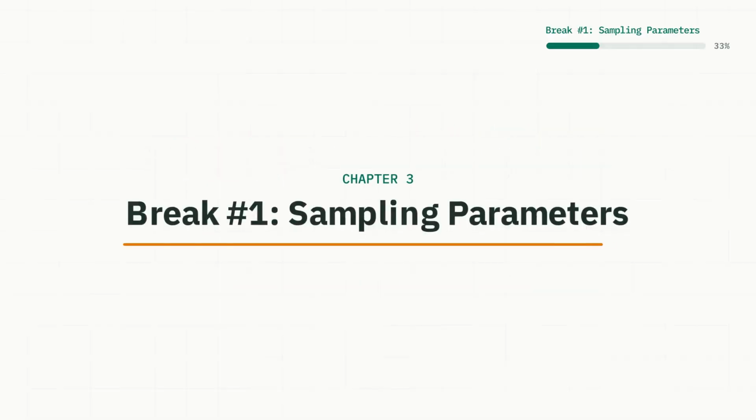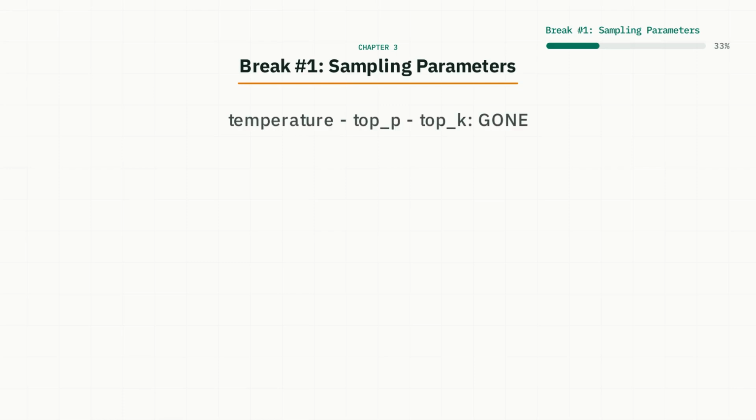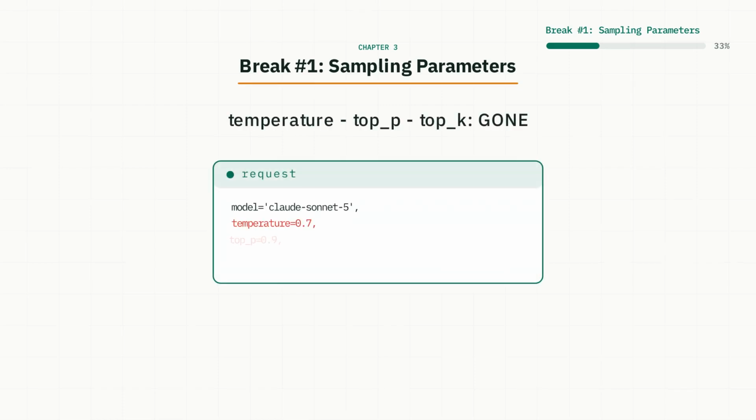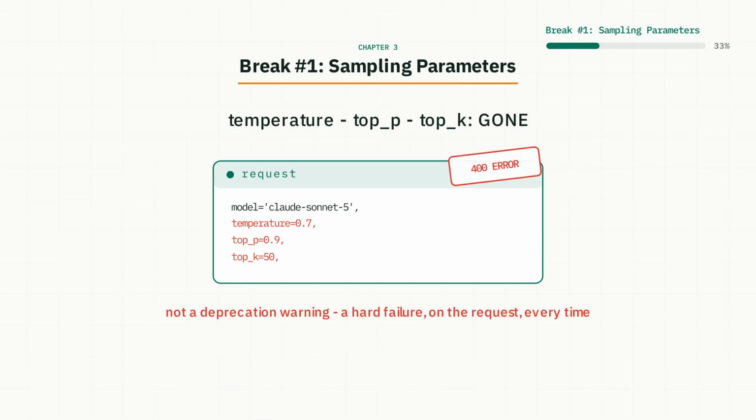Chapter 2: Breaking change 1. The loud one. The sampling parameters are gone. Temperature, top P, top K. The dials builders have tuned since the earliest API days. On Sonnet 5, setting any of them to a non-default value returns a 400 error, not a deprecation warning. A hard failure on the request every time.